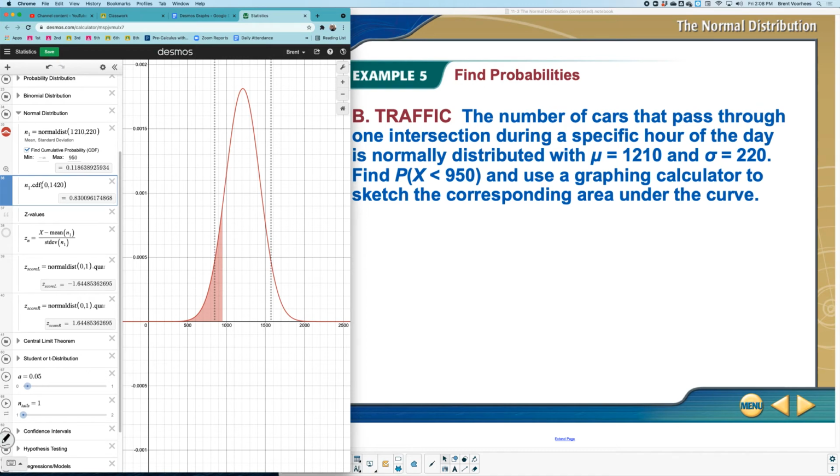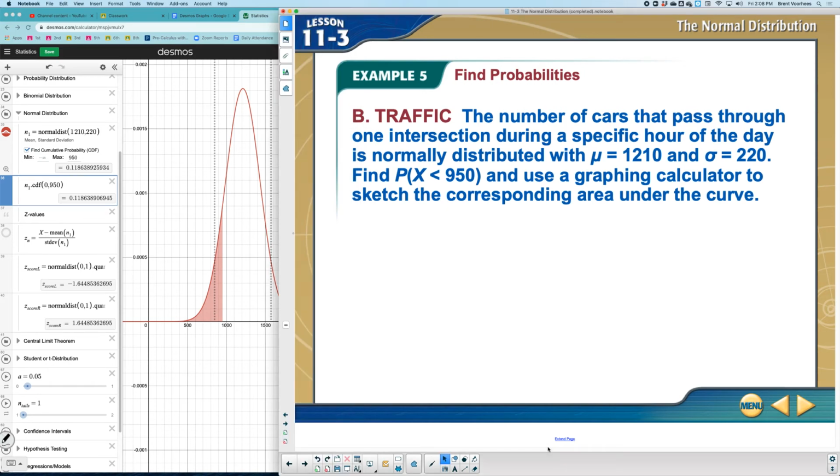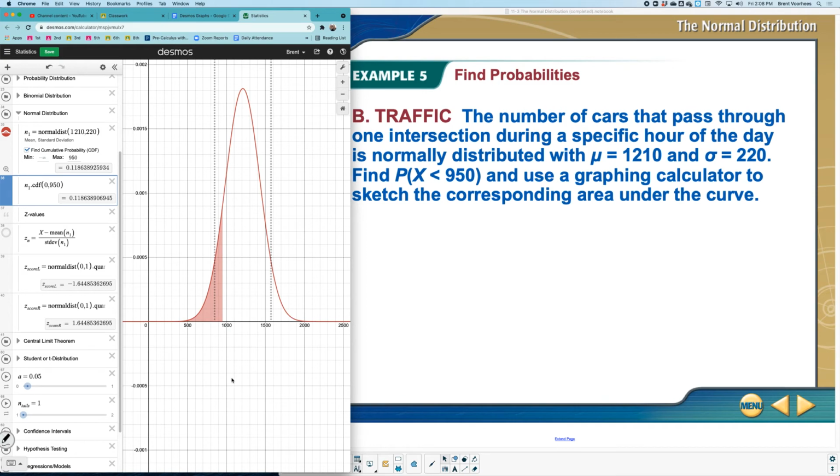And over here, if you were going to type this in, you can't have a negative amount of cars, so I'll put a 0. If you were going to actually type it in the calculator, you'd have to do it like this, 0, comma, up to 950 cars. And you can see that, again, this is the same number. The probability of having 950 cars or less drive through the intersection looks like it's just below 12%.